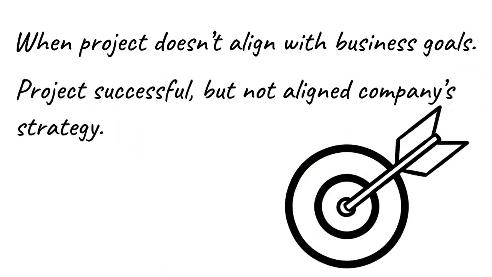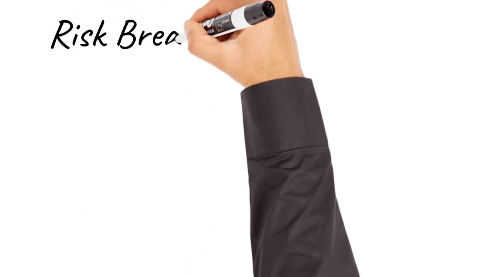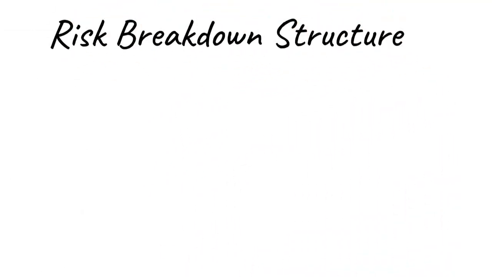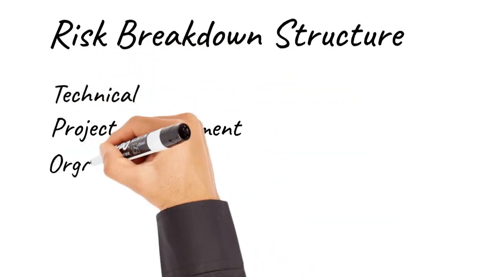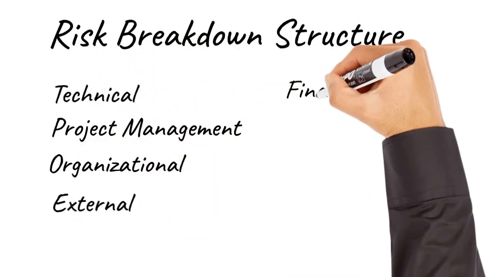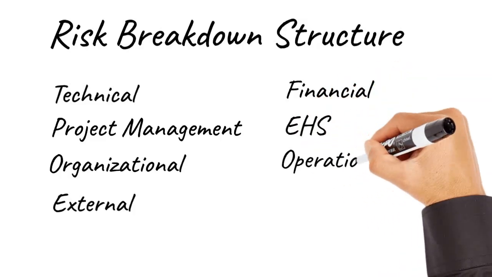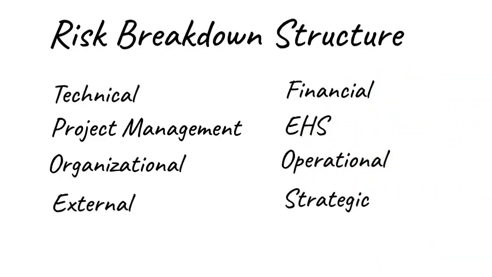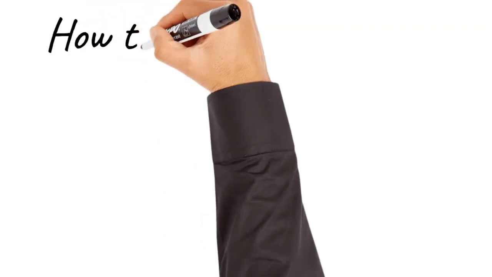To summarize, here's a quick risk breakdown structure. It visually organizes the types of risk in project management: technical, project management, organizational, external, financial, environmental and safety, operational, and strategic. So how do you manage these risks?